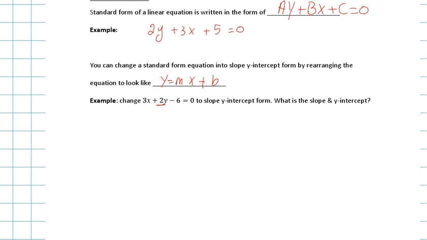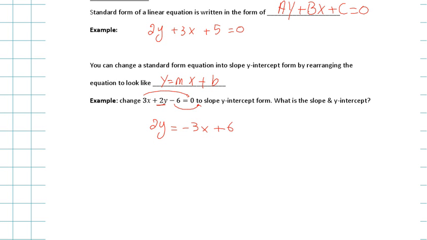The first step, you do it practically. So if I leave 2y here, and then I move the 3x over, what does it become? Negative 3x. Yeah, and I also have to bring the negative 6 over. What does it become? Plus 6. Okay.